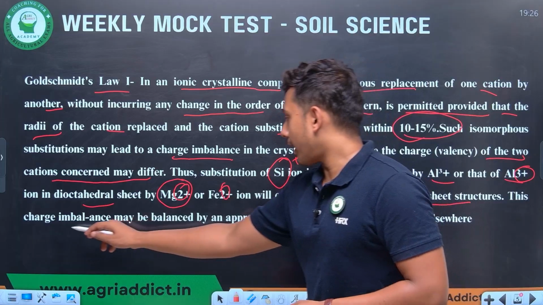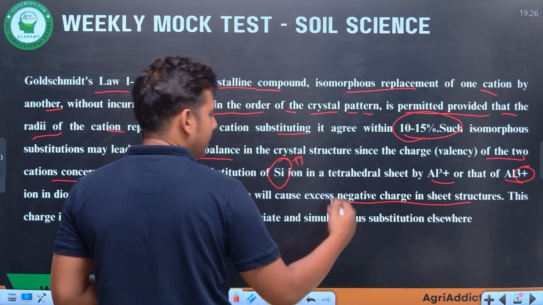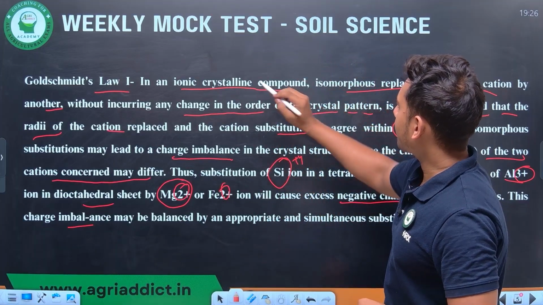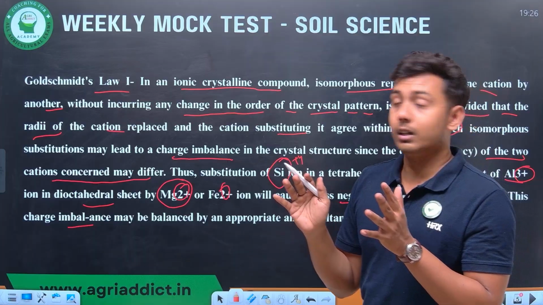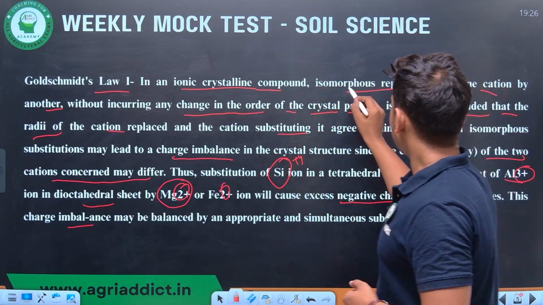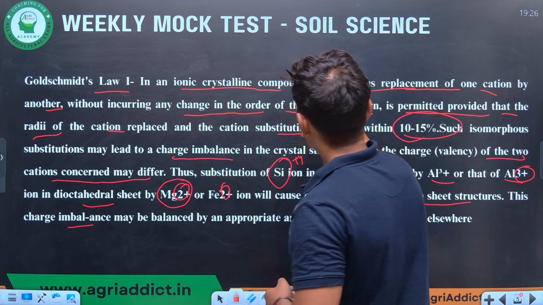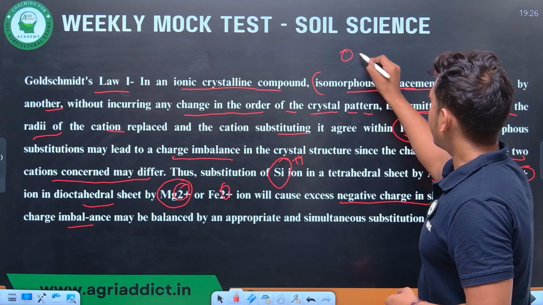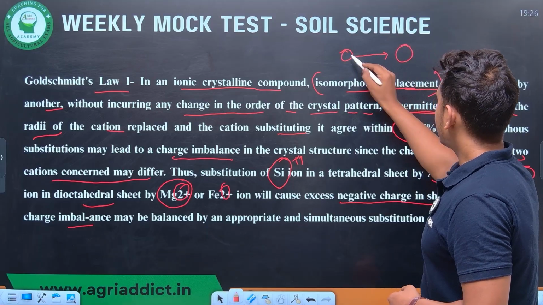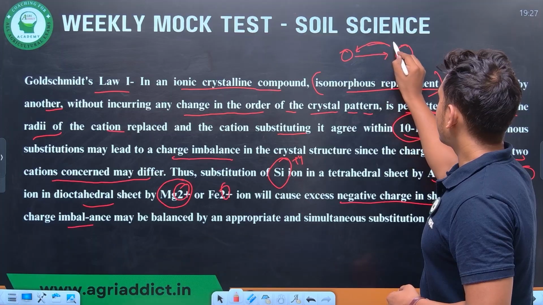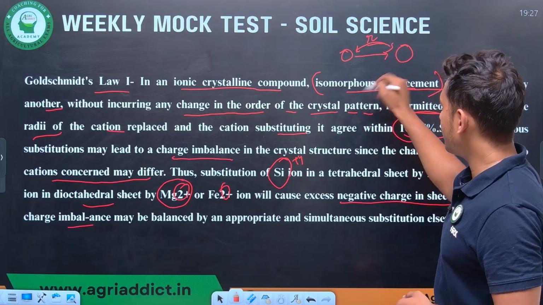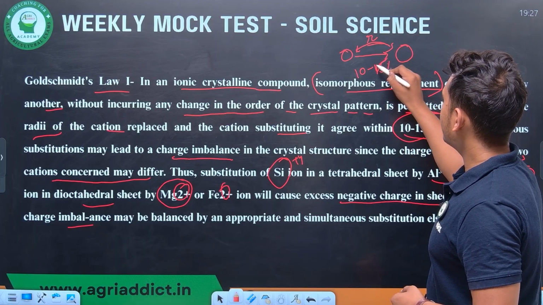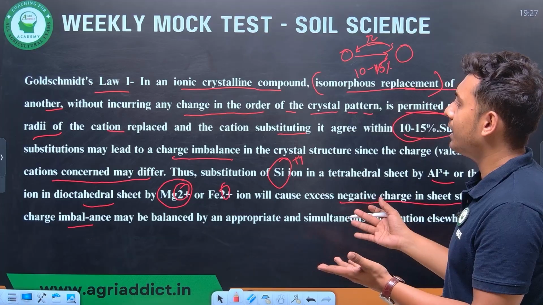This is the charge imbalance, and this is balanced by appropriate or simultaneous substitution elsewhere. So what we get from here: in an ionic crystalline compound, if there is isomorphous replacement, where one cation is replaced with another cation, the radius difference should be within 10 to 15%, not more than that. So it will be kind of similar radii.